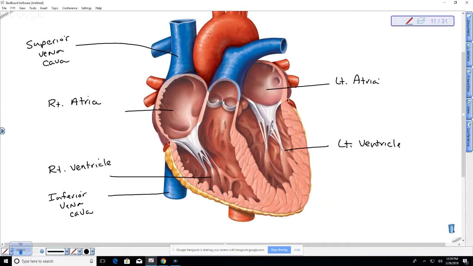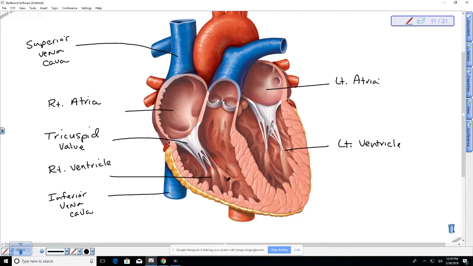So you'll notice here that there are valves in the heart, and what those valves do is they prevent backflow, so that blood is going to flow through the heart in one direction. So this valve right here is called the tricuspid valve. And it is going to prevent backflow from blood that is in the right ventricle back into the right atria. We don't want blood to flow in the wrong direction through the heart.